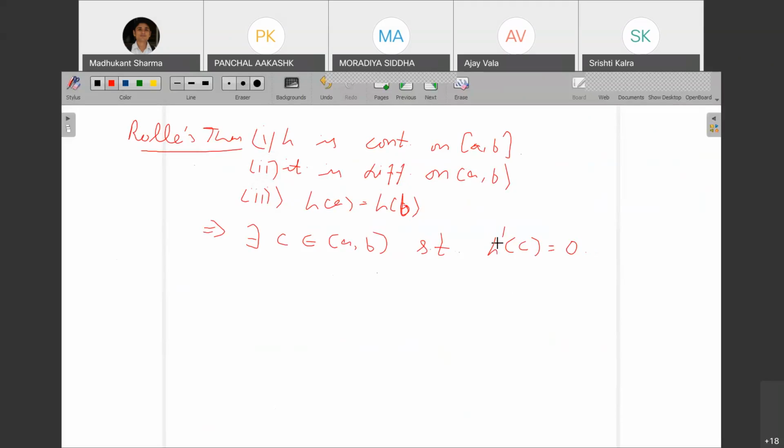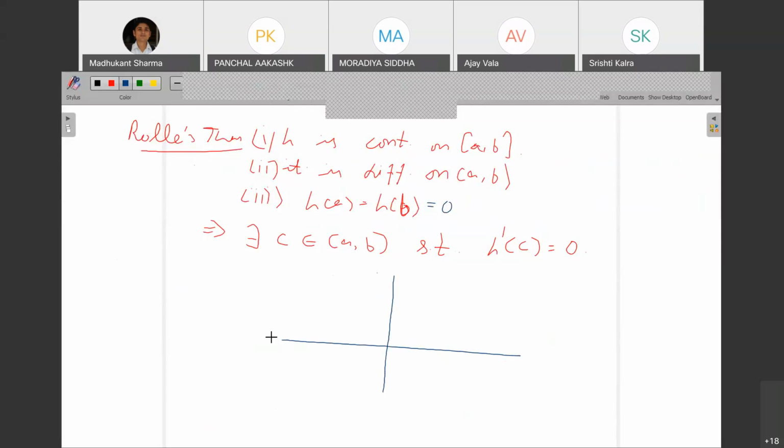That means there exists a point C where the slope is parallel to the x-axis. Now I'm going to use this for our case, setting it equal to 0, so this also remains true. If you look at the graph in this case, it's something like this, and C is a point where h dash of C is 0. So this is what Rolle's theorem tells you.